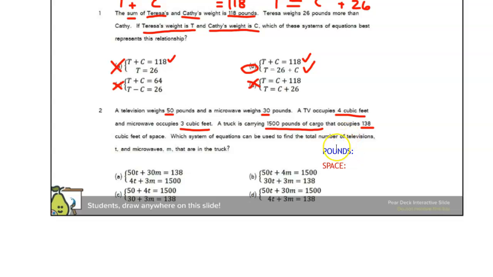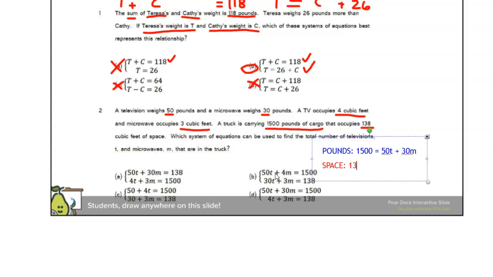Okay, so what do we know about the pounds? We know that 1,500 pounds of cargo is going to be the total. So whatever the pounds is going to be, it's going to be equal to 1,500. Well, I know that each TV weighs 50 pounds. So 50 pounds for every TV, right? Each, per, or every means we're going to multiply that number by a variable. All of the multiple choices use T, so let's use T. Also carrying around microwaves, and microwaves weigh 30 pounds, so 30 pounds per microwave, right? Makes sense. Now let's talk about space.